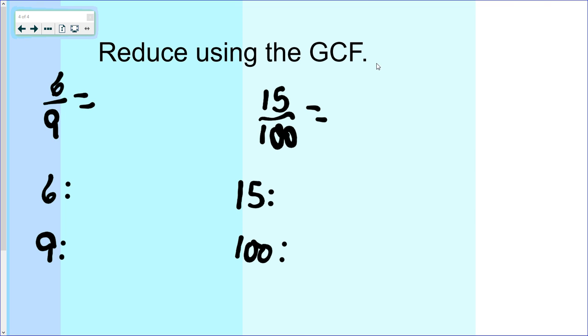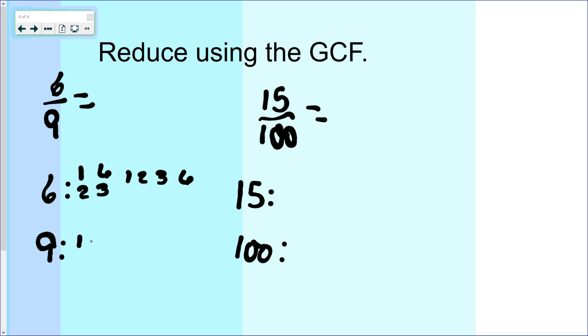Okay. And here we're going to reduce using the greatest common factor. So we have 6/9, and we look at the 6, and I want to think of my factors. Now, you don't have to have them in order at first, but I would write them in order afterwards. So here I have 1 and 6. I have 2 and 3. Why did they write them in order? Because it's easier to find the largest number. So those are my factors for 6.